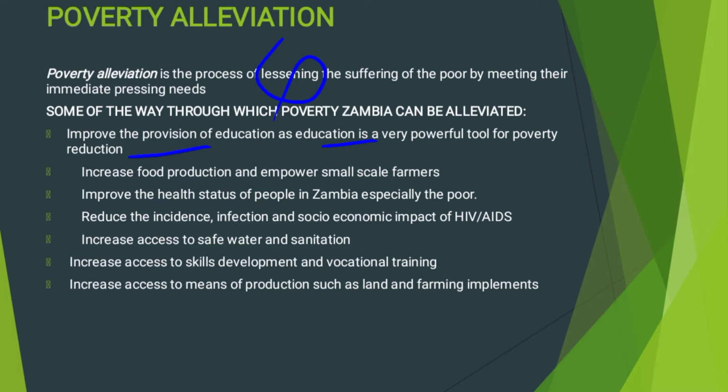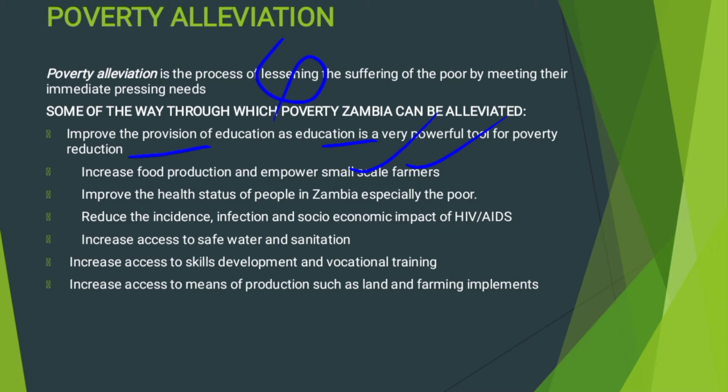Then increase food production and empower small-scale farmers. Empower small-scale farmers. Give them the farming inputs. They start farming. That's where food production will come from, actually. That's where we get our food. Now the problem is, when you forget about farmers, then everything will be dismantled in the country.